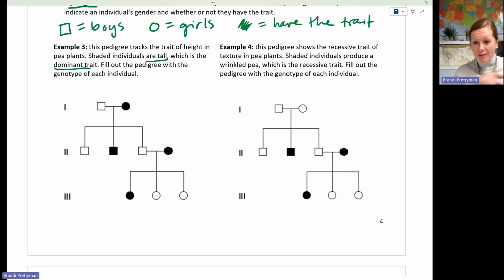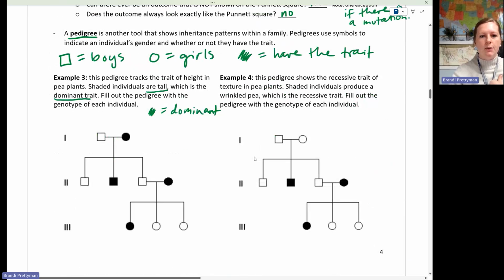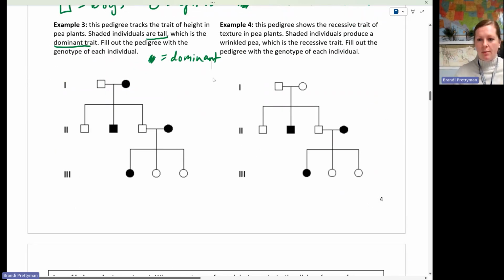So I know that for this pedigree, this specific example, if I see something shaded, it is dominant. And I already know the letters I should be using just because I'm running with the same example as we did in the Punnett square. So I'm going to use the letter T. If something is shaded, it's showing the dominant trait.